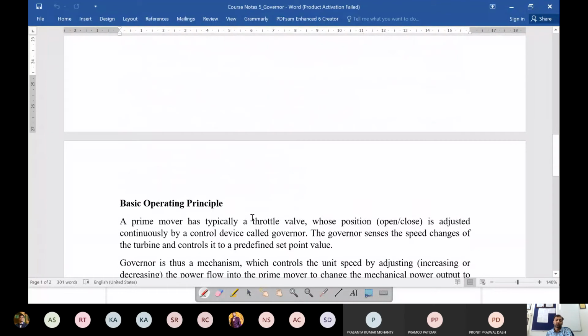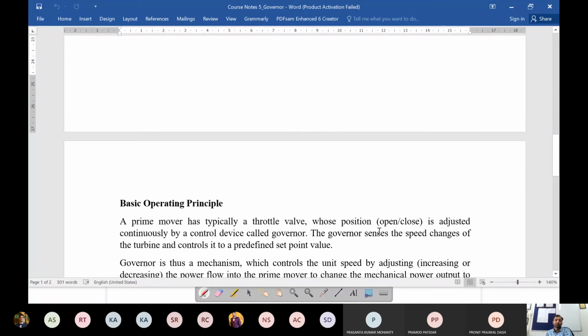As this question was also there, the answer is given here. A prime mover typically has a throttle valve whose position, open or close, is adjusted continuously by a control device called the governor. The governor controls the opening and closing of the valve mechanism or the pitot gate, for the flow of fuel, either steam or water, depending on what type of turbine is there. That particular fuel is driving the turbine, and the opening or closing of that valve is what is being monitored by the governor.